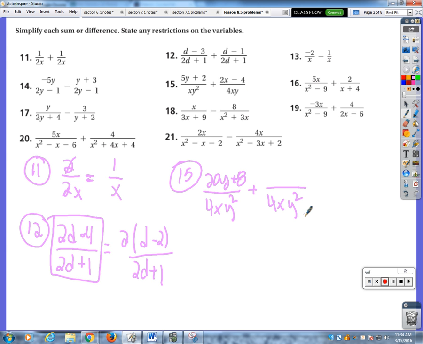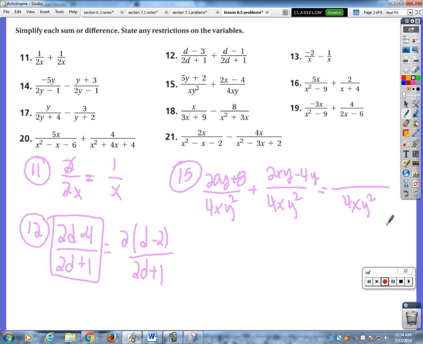Yeah, hold on just a second. So I need to multiply all of this by y. So what's 2x times y? 2xy. And what is negative 4 times y? Negative 4y.